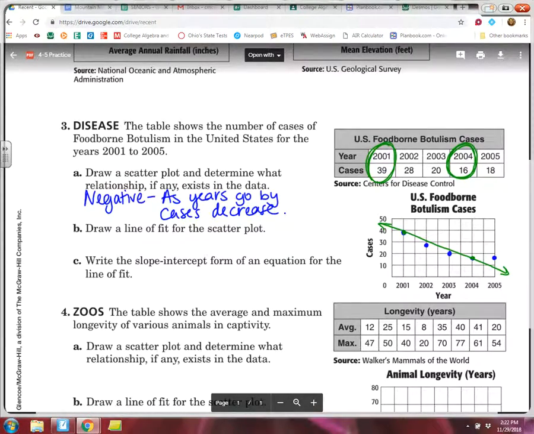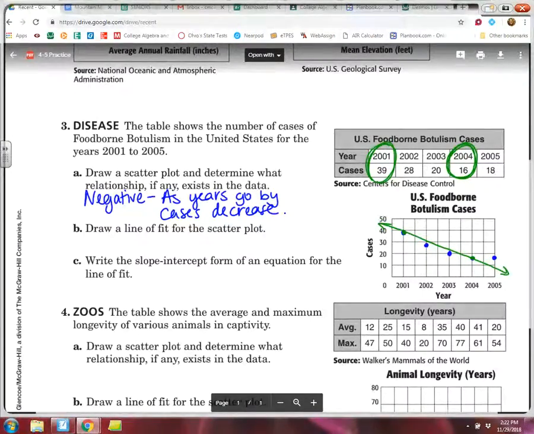Part C is where Desmos comes in. I need to write an equation, don't I? Which means I got to put my points in. Now, everybody stop and look here, please. Look at this graph. I need your eyes.